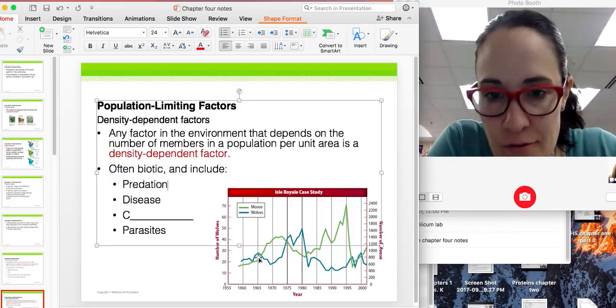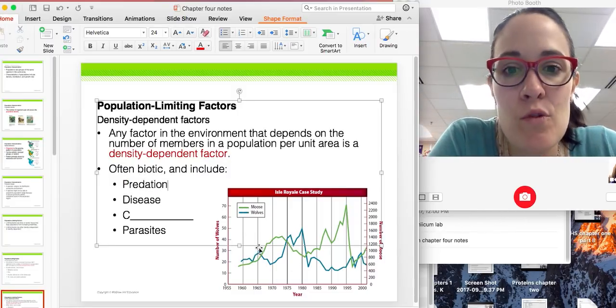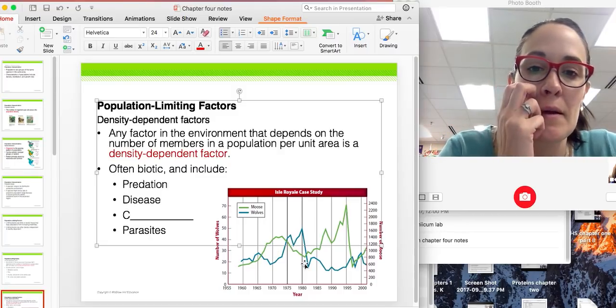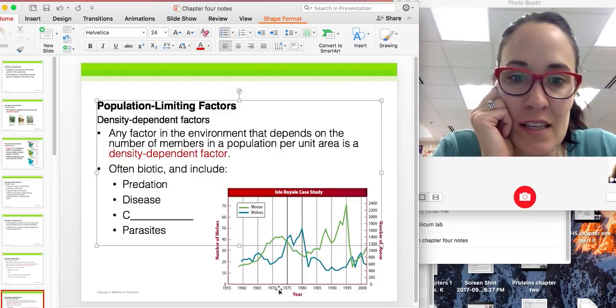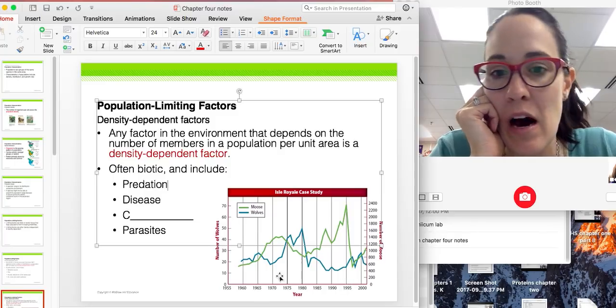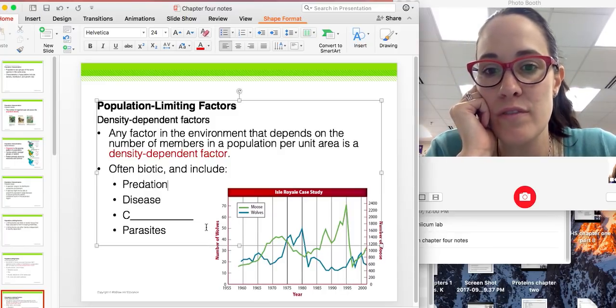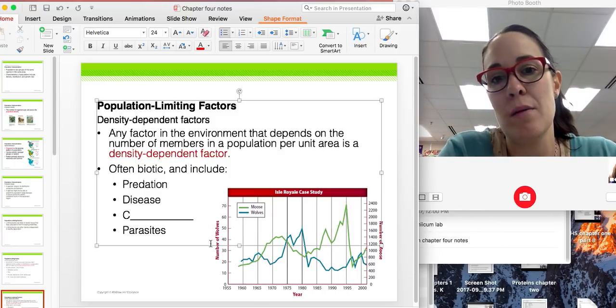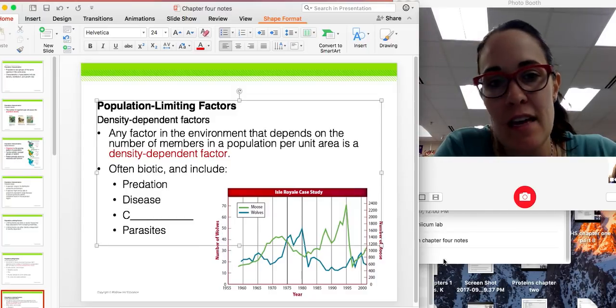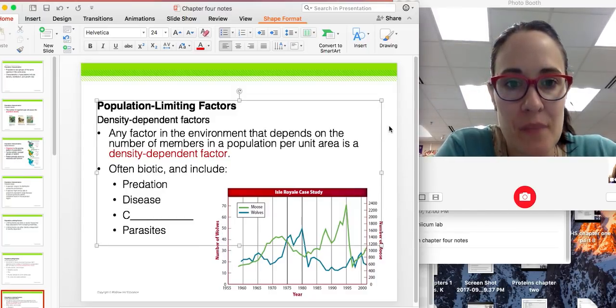And this is a graph that shows moose in green and wolves in blue over the years, so the time span is on the bottom, and the number of wolves is graphed on the left-hand side and the number of moose on the right-hand side.